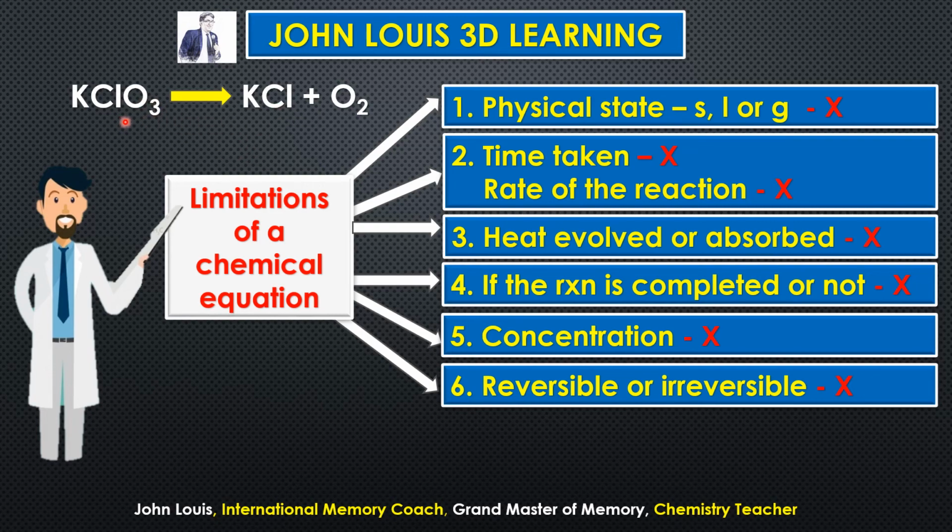So quickly let's recap. Let us consider this equation. KClO3 gives KCl plus O2, that is potassium chlorate gives potassium chloride plus oxygen. The physical state is not mentioned and the time taken for the reaction to be completed is not given. Whether heat is evolved or absorbed is not known to us.